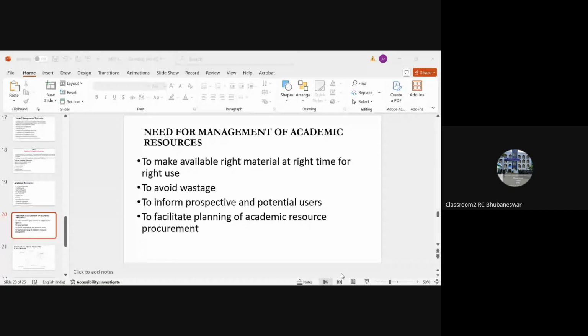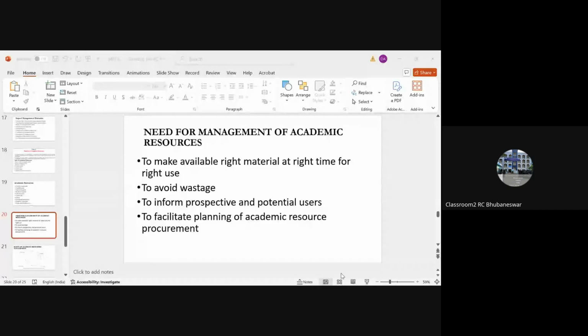To inform prospective and potential users. So who are the users? Students are the users. Teacher is also another user of all the resources. So it helps in the prospective and potential manner. The users can get experience in the real perspective.